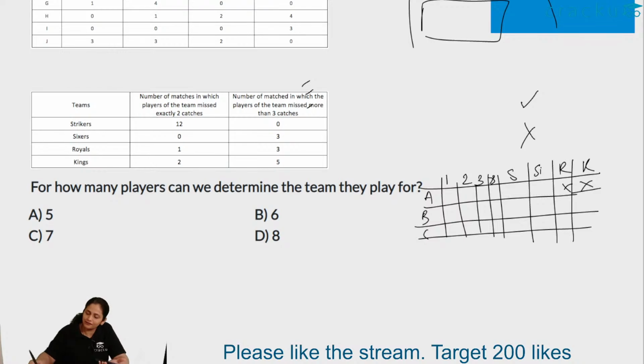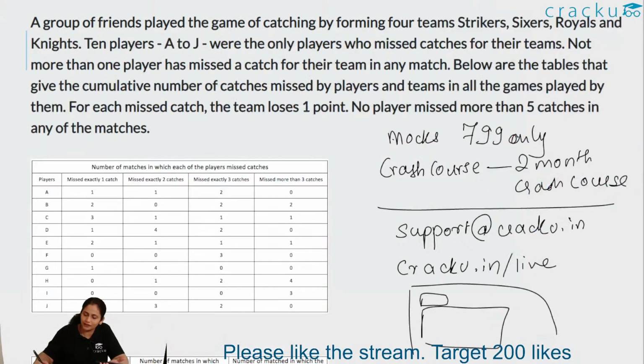Let's see how much time is left. There's 2 minutes left. Best of luck, everyone. Hope you guys are able to crack this one.